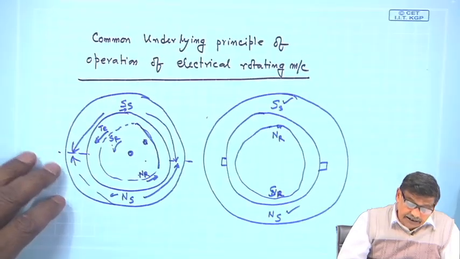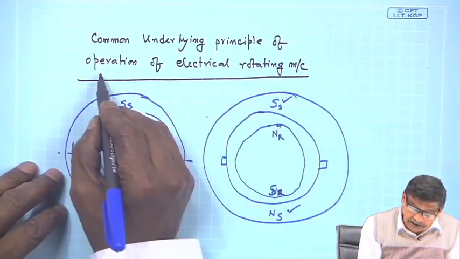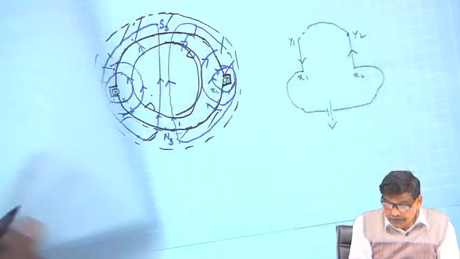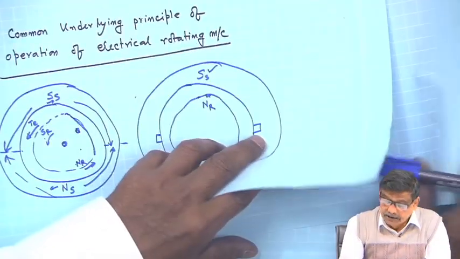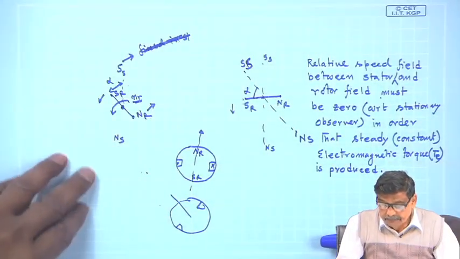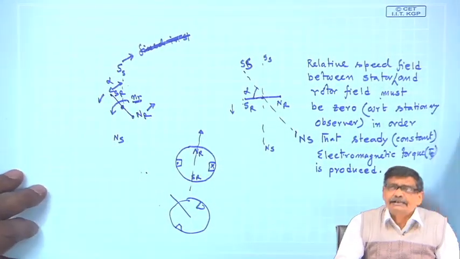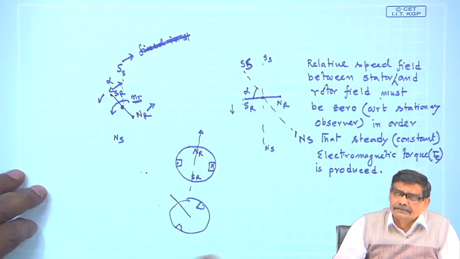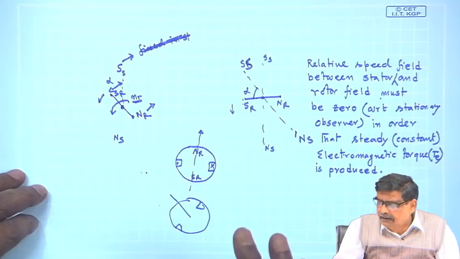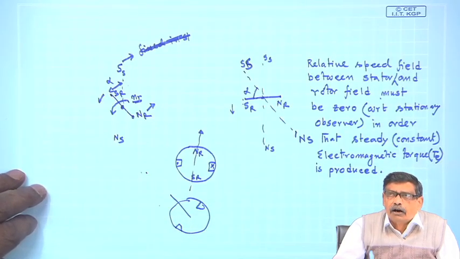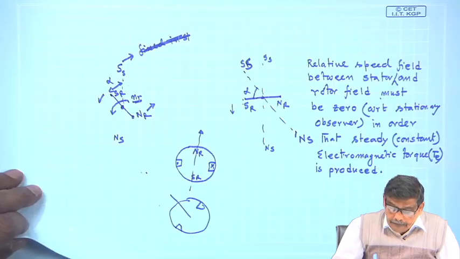So, one common underlying principle under this heading, one condition is the relative speed between the stator and rotor must be 0 all the time. During transient conditions, it may change, either it will accelerate or decelerate, but in steady state condition I must demand that steady electromagnetic torque is produced out of any motor.